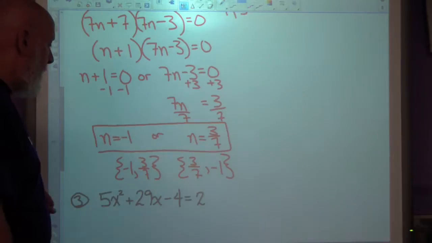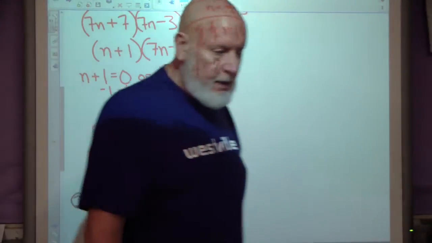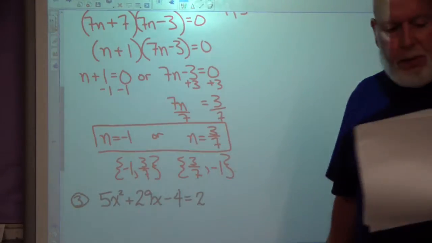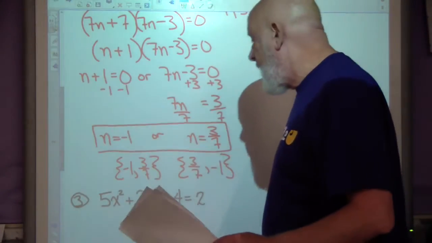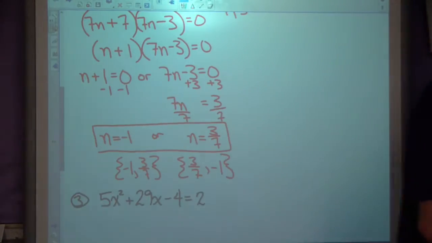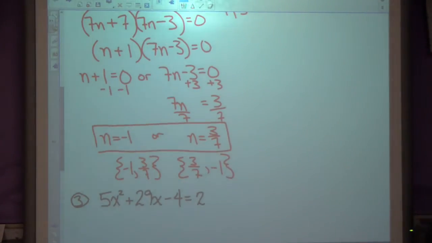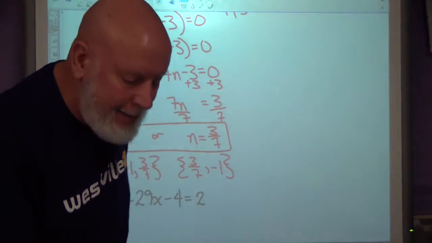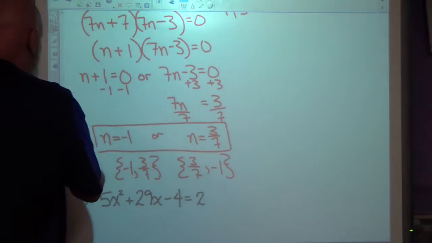Okay? And let's see if I got it right. If I didn't get it right, I'm going to cry. 3/7 and -1. Yay! That calls for a sip of coffee. That's good. Okay, let's take a look at the next one.